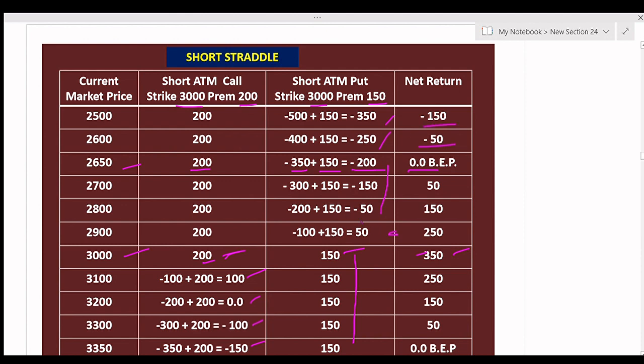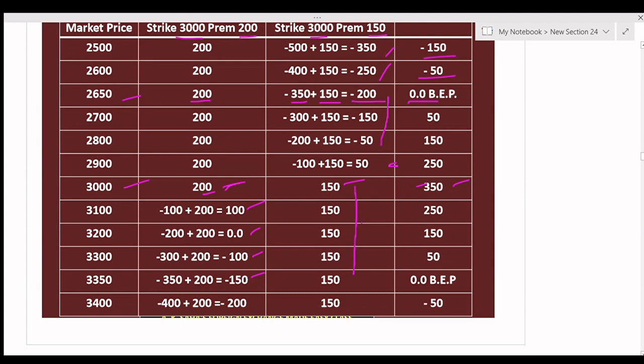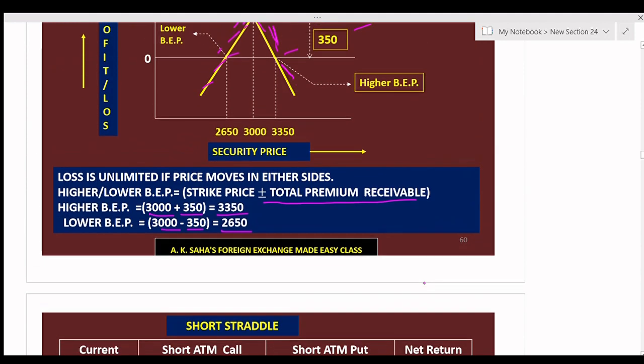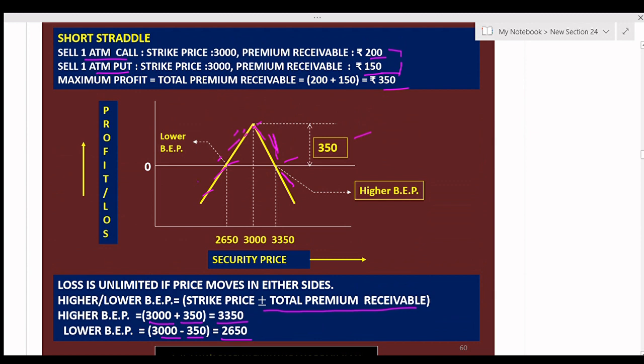And when the market price goes up, after 3000, that is becomes 3100, the profit will decline. At 3200, the profit will decline, and up to the BEP, then the losses start and will extend to unlimited. That is, you see the diagram, the loss will go up to unlimited if it moves either to the bullish side or the bearish side.